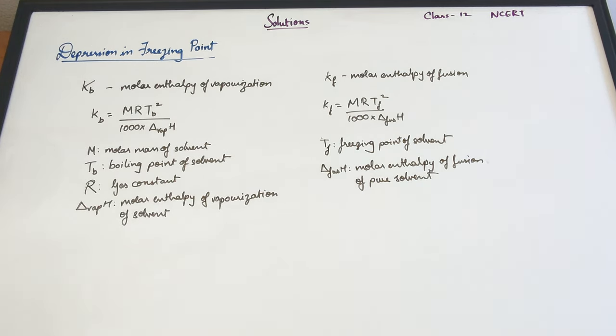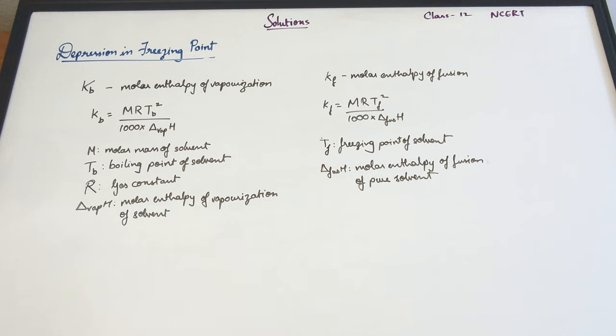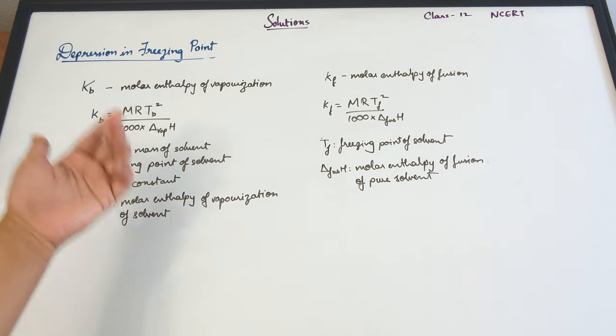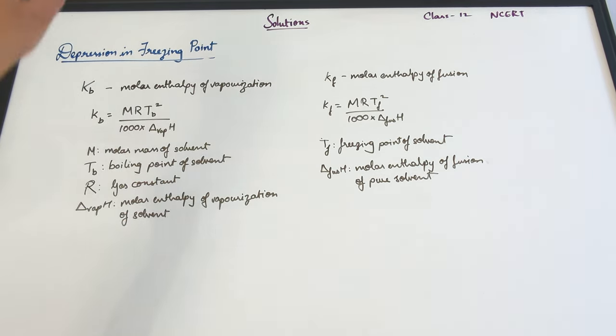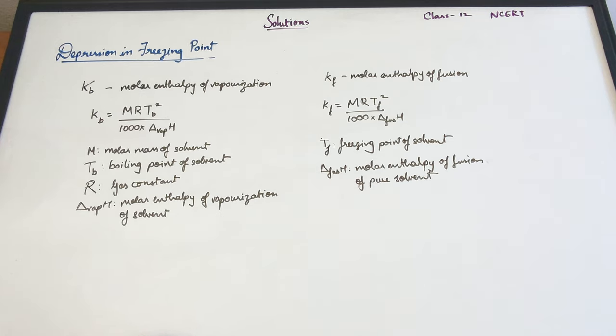The molar enthalpy of fusion is the amount of energy required to change 1 mole of a substance from solid phase to liquid phase at constant temperature and pressure. These are just the equations which are given. I think you just need to know that for a basic idea. They're both almost the same. The only difference is we're using delta H vap, the molar enthalpy of vaporization, and the boiling point for Kb, and we're using the freezing point and molar enthalpy of fusion for Kf. With that, we're done with the depression of freezing point and the elevation of boiling point as well. In the next video, we'll be talking about osmosis and osmotic pressure.